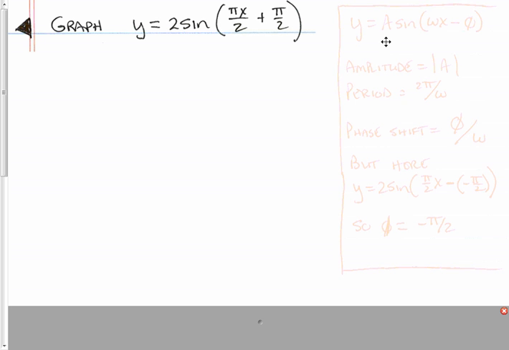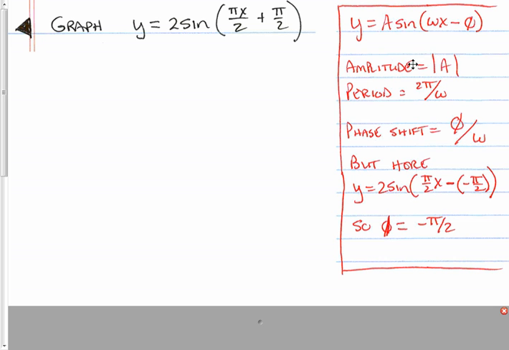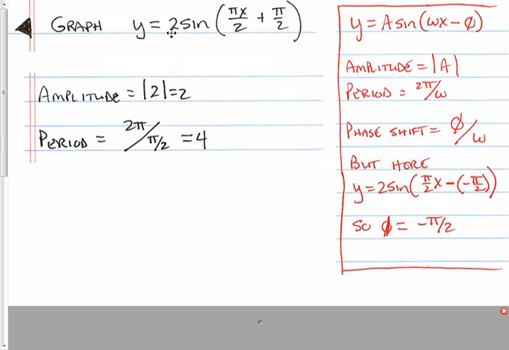And here is the whole point of it, though, is that when we look at phase shift, we're assuming a subtraction sign here. We already know how to do the amplitude. We already know how to do the period. The phase shift is phi over omega, but that's assuming phi is the number being subtracted. So in this case, well, let's do this though. Let's get these two pieces out of the way. Okay, so we know the amplitude is the absolute value of this 2, which is 2.